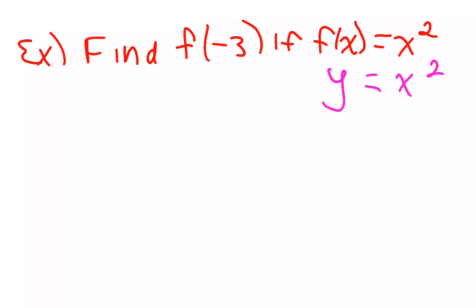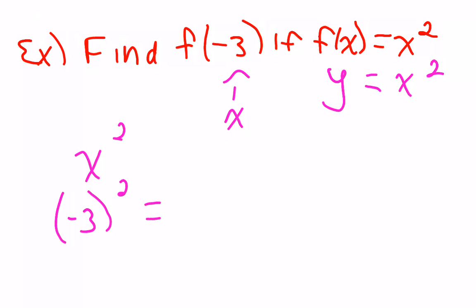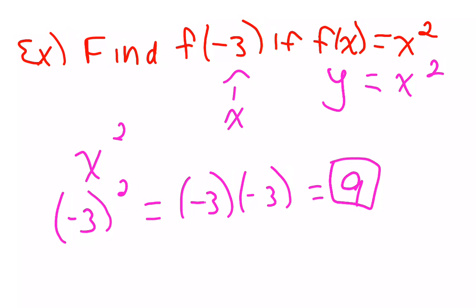If f of x equals x squared, again, it's just notation saying that this is indeed a function. It'll pass the vertical line test and all that. Find f of -3. So we're just going to plug that in for x. Our function is x squared. In our case, we're going to plug in -3 and figure out what it is. So -3 squared, remember that's -3 times -3, and -3 times -3 is +9.